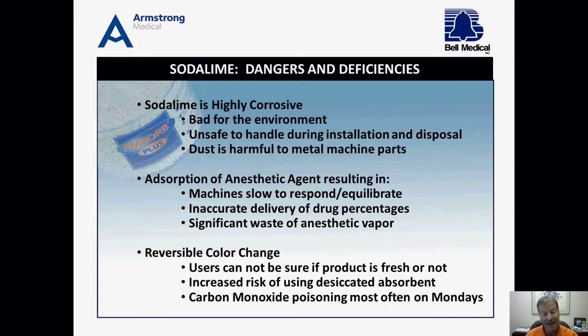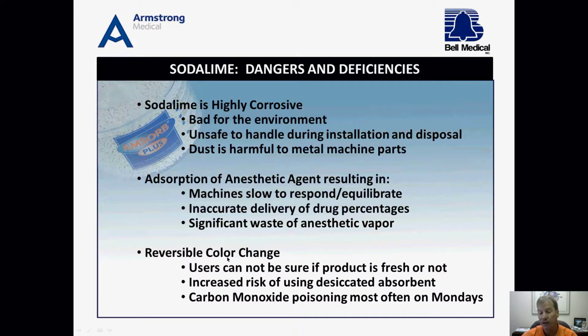Amsorb Plus, because it's not a soda lime, does not adsorb as much as a soda lime. So once again, we have the potential for cost savings because you don't waste anesthetic agent. Also, your patients will respond to the anesthetic quicker. So when you dial in 2%, you'll get 2% faster with Amsorb Plus than you will with a soda lime.